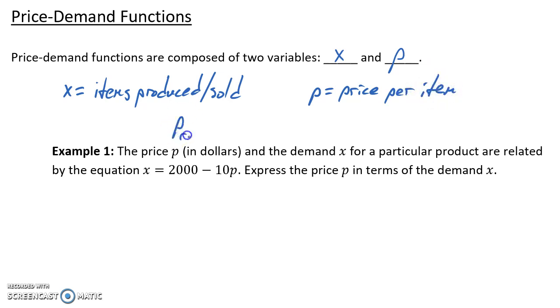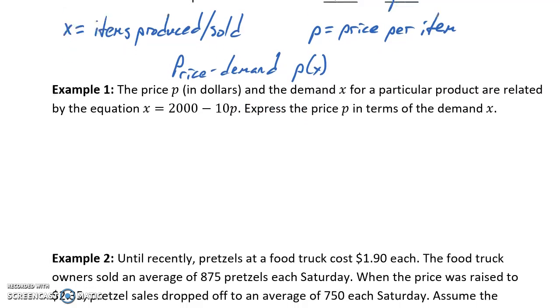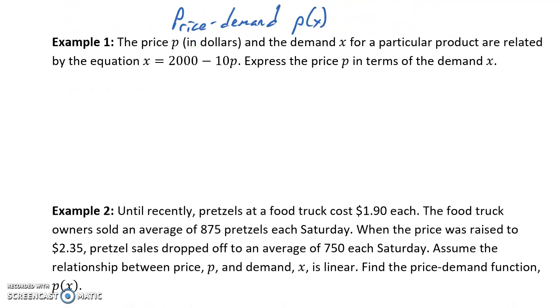When we talk about price demand functions, we're going to be looking at constructing some function P of X. So P will be our dependent variable, and it will be a function of X as our independent variable. So in example 1, we're given that the price P in dollars and the demand X for a particular product are related by the equation given here. We want to express the price P in terms of the demand X.